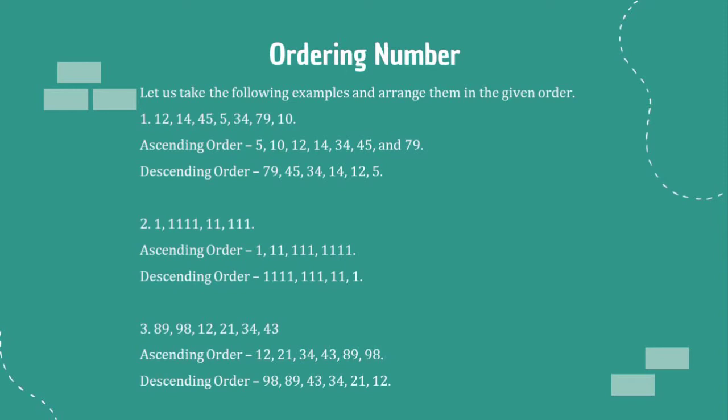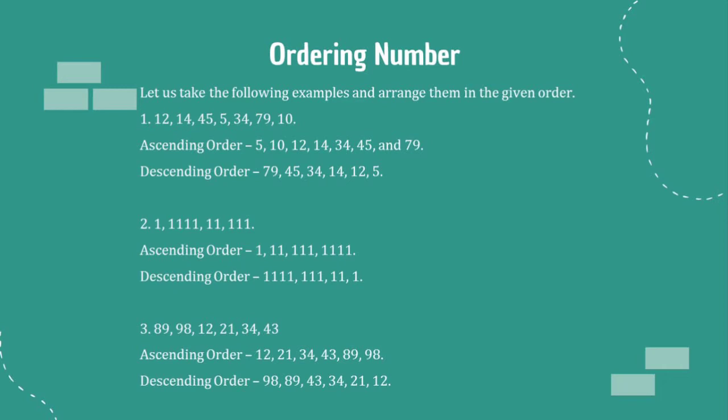And number 2, 1, 1111, 11, 111. Ascending order 1, 11, 111, 1111. Descending order 1111, 111, 11, and 1. And number 3, 89, 98, 12, 21, 34, and 43.